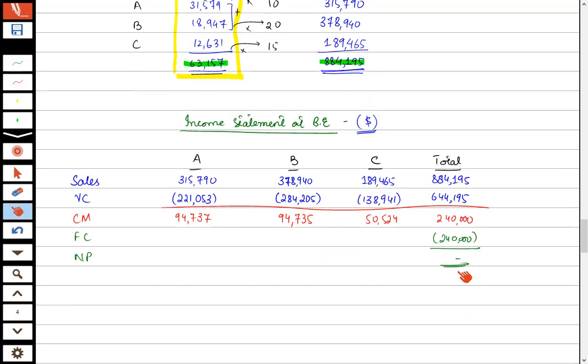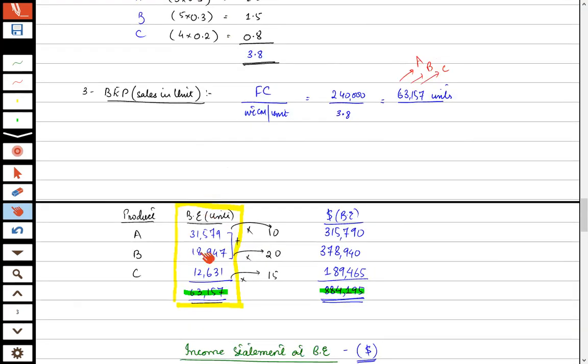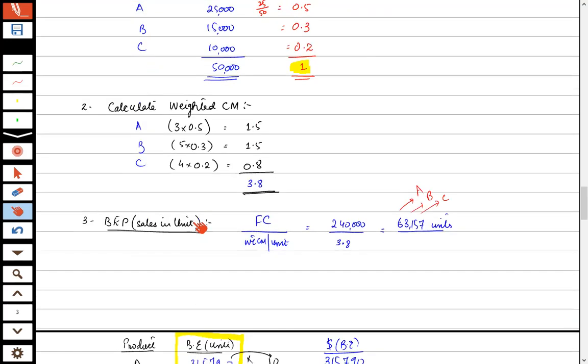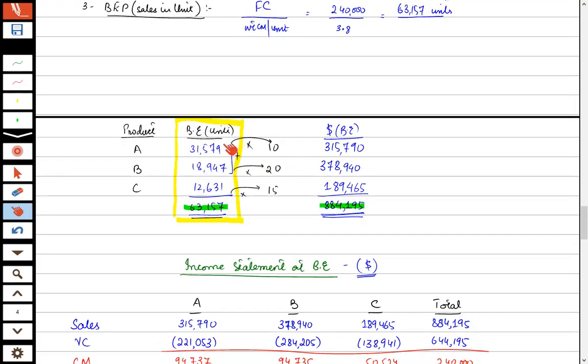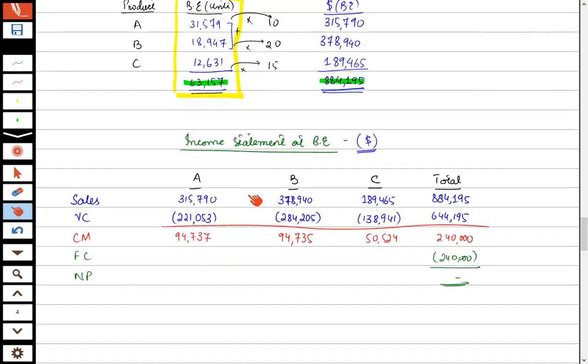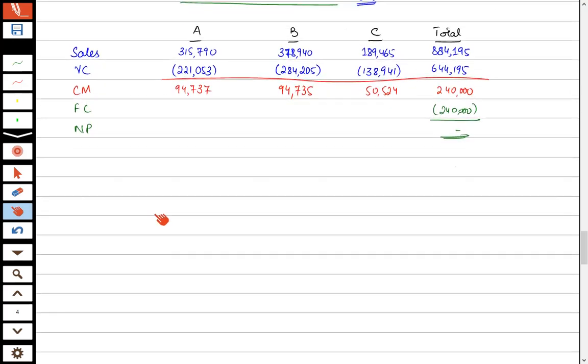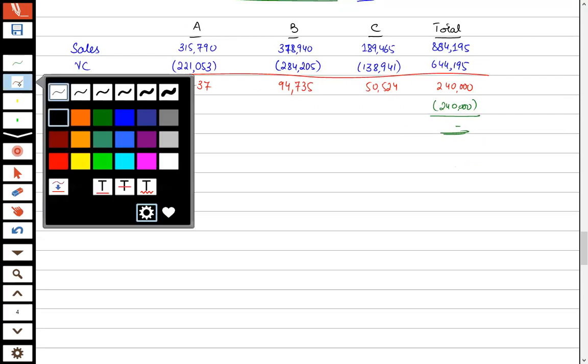So the concept was, if the company is selling a product mix, a different portfolio of products, we do not need to calculate individual product break even like we did in previous examples and then add them up. The procedure is to split the sales units according to the ratio, calculate weighted CM, then calculate break even point sales in units, then multiply by the respective sale price to get the total break even in dollars, and to verify, make the income statement.